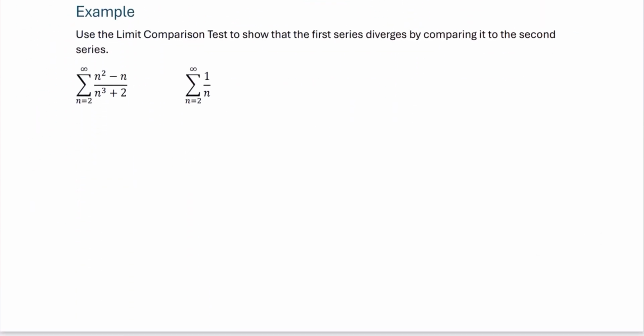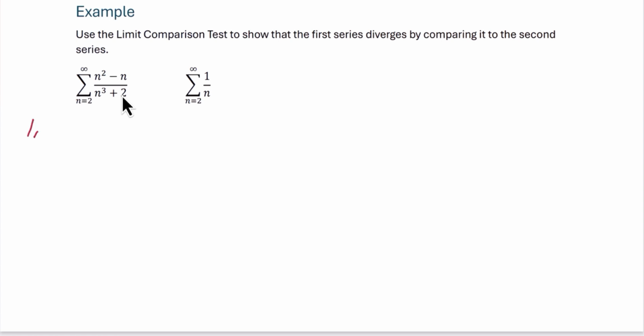In our next example, we again want to use the limit comparison test to show that the first series this time diverges by comparing it to the second series. Notice that the second series we know a little bit about. It's the harmonic series, or part of the harmonic series, or we could think of it as a p-series, and it is divergent. So if it's divergent and we compare it with the first one using a ratio and a limit, if that limit is greater than 0, we can say they both are divergent.